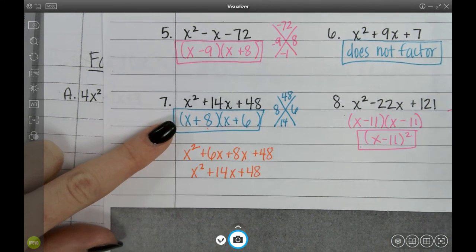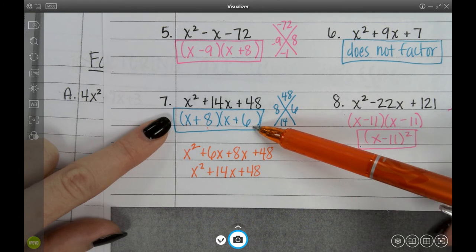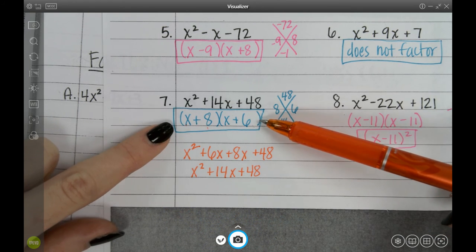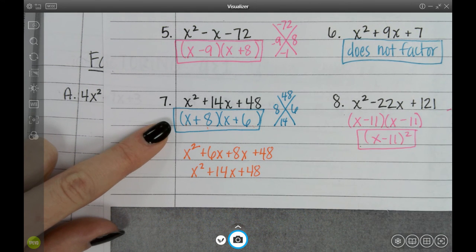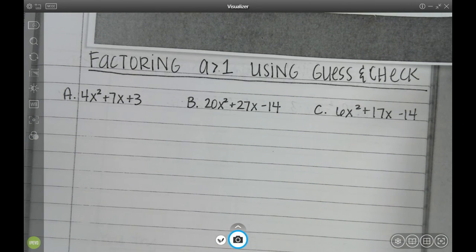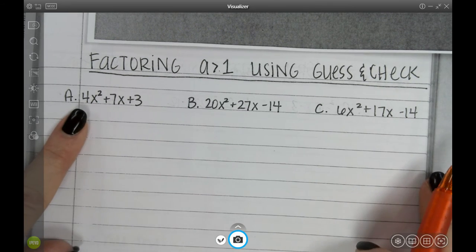So whenever you're factoring, your goal is to get where if you simplified this factored expression, you'd end up back where you started, right? So that's what we're going to keep in mind as we do guess and check on this question right here.